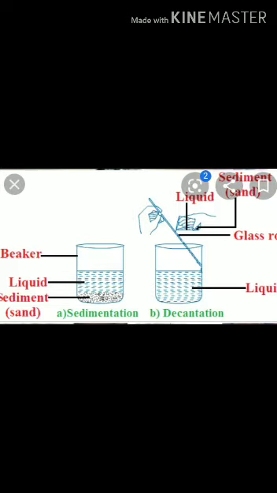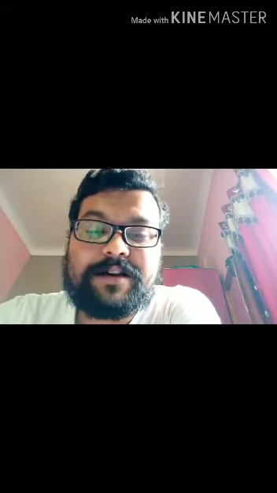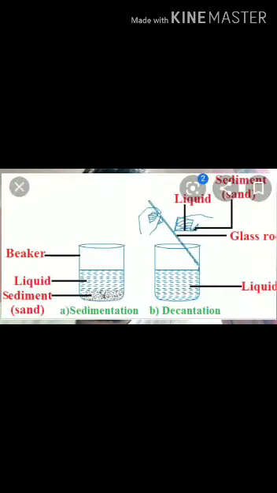Sedimentation and decantation are also used at home while washing pulses with water. The upper layer of water that contains impurities is decanted, and the sedimented pulses are used later. Now, there is also an activity to separate a mixture of sand and water using sedimentation and decantation. These are all processes you will see here.